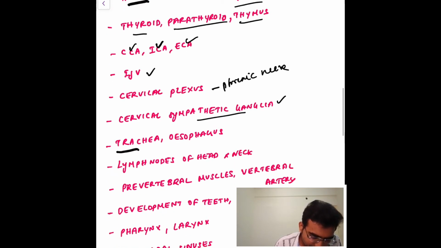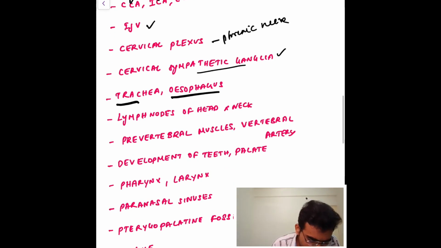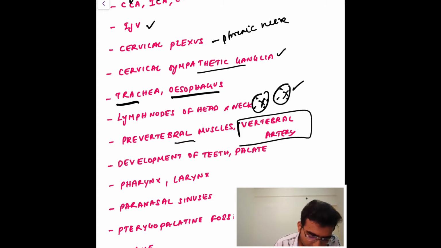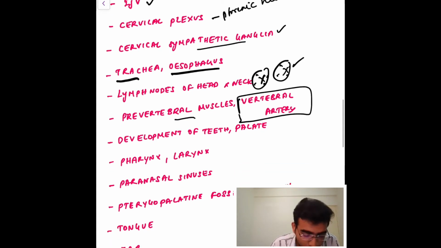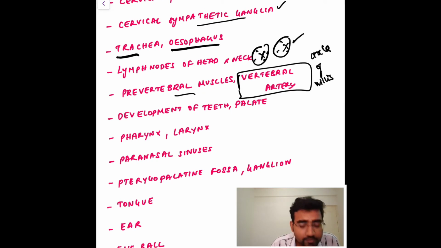So the next one will be the trachea and the esophagus. If you look at the trachea and esophagus, you have to learn a little bit, not too much. You have to look at the clinical aspect of the trachea and esophagus. And the lymph nodes of the head and neck, this is very important. What are all the lymph nodes involved? And the prevertebral muscles and the vertebral artery are also important. Your circle of Willis, you have to also learn about the circle of Willis. And then the development of the teeth and the palate.